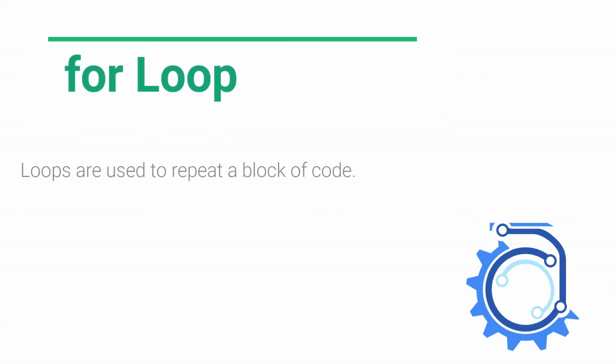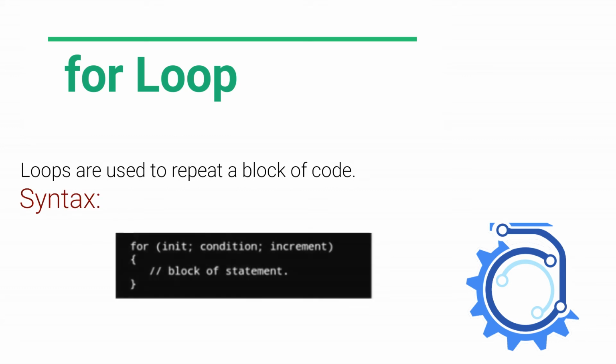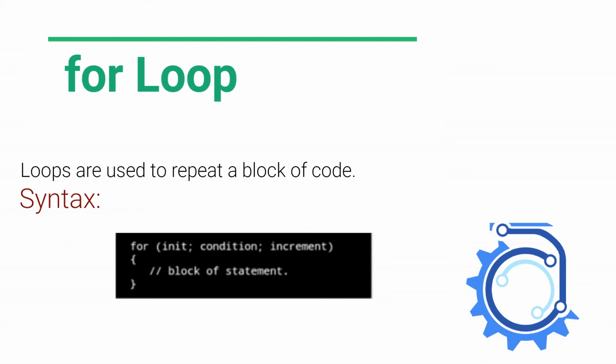Now, let's go to the other type of control structure in C++, which is iterative or looping statement. The first on our list is for loops. Loops are used to repeat a block of code. In this syntax, initialize the variable at the beginning of the loop to some value. This value is the starting point of the loop.